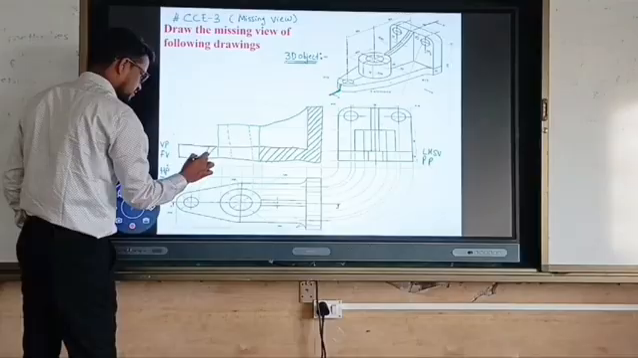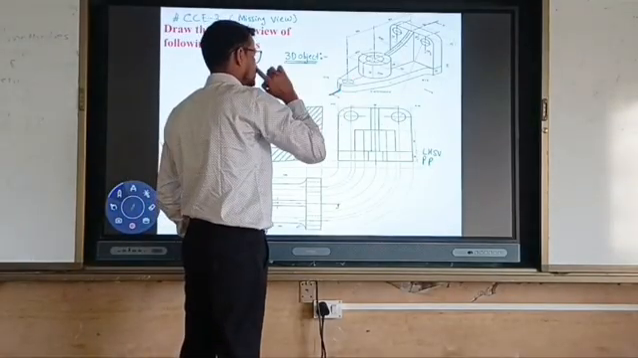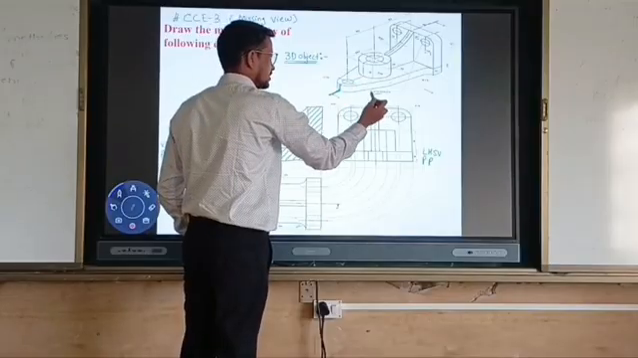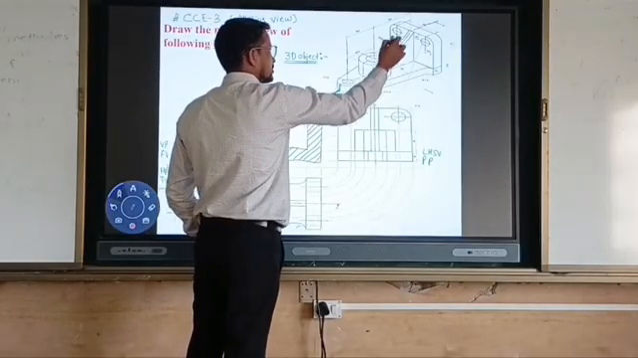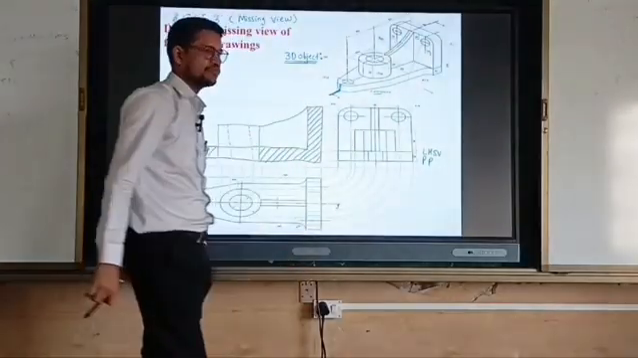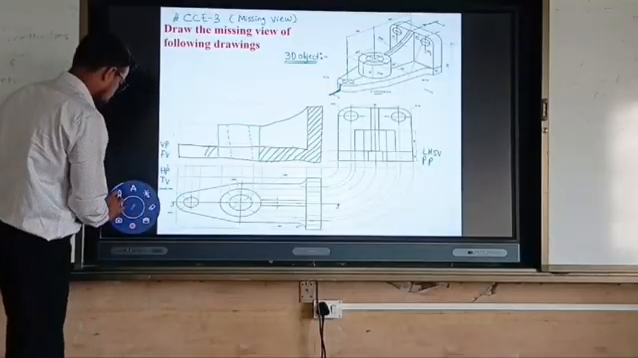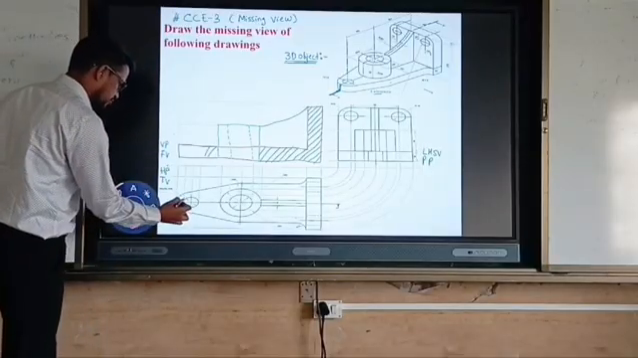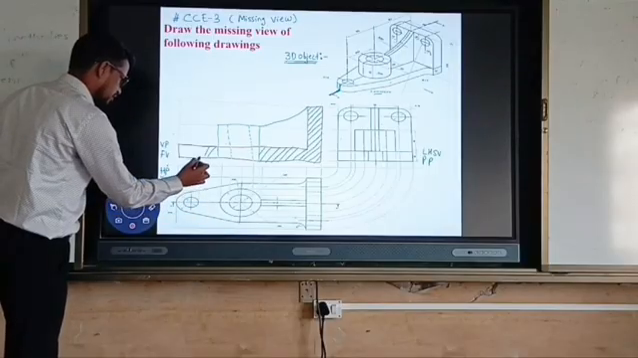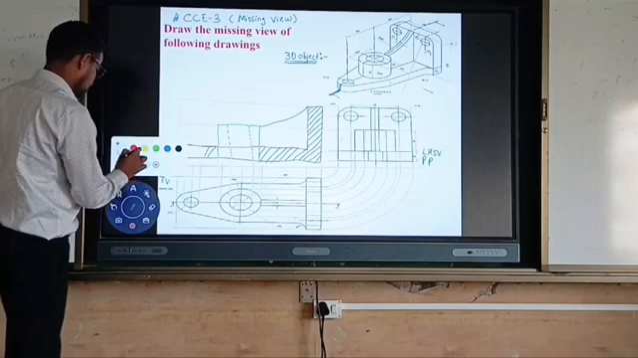This part is completed, but before that there are some holes here. How many holes? Three holes, each of 18 diameter. So here is one hole, here is another hole, and here is a third hole. How to deal with this? Take the benefit of the top view, extend this projector upward, and here is the front view circle.